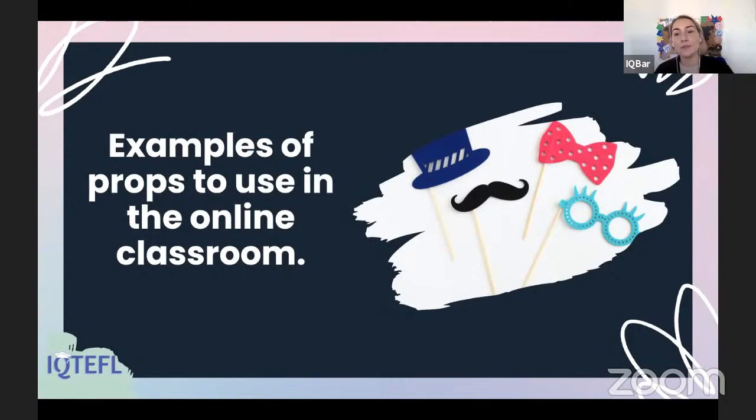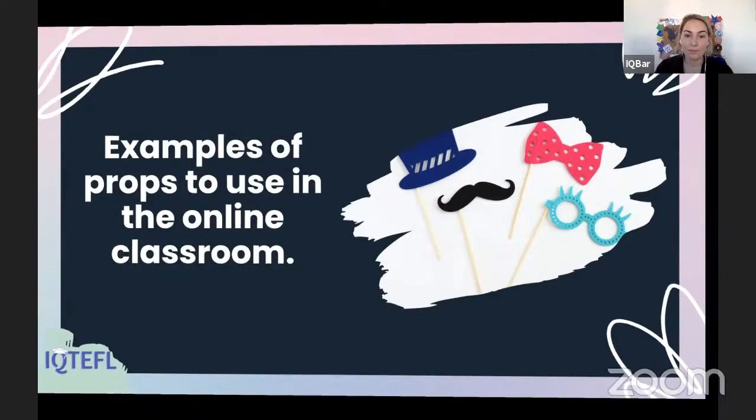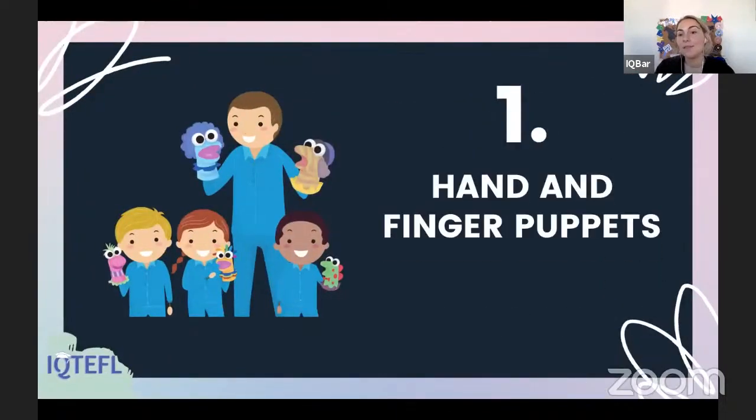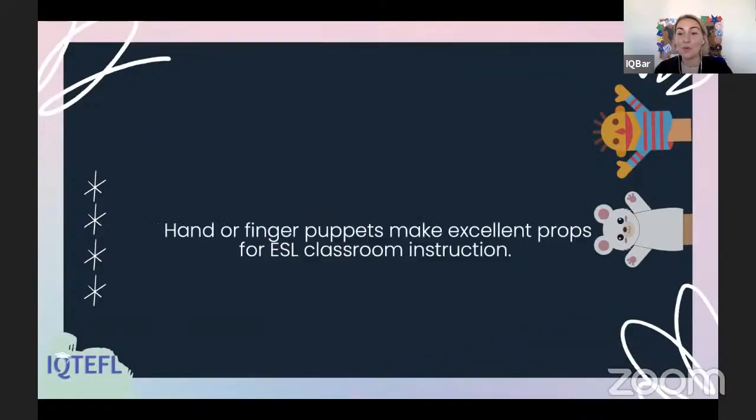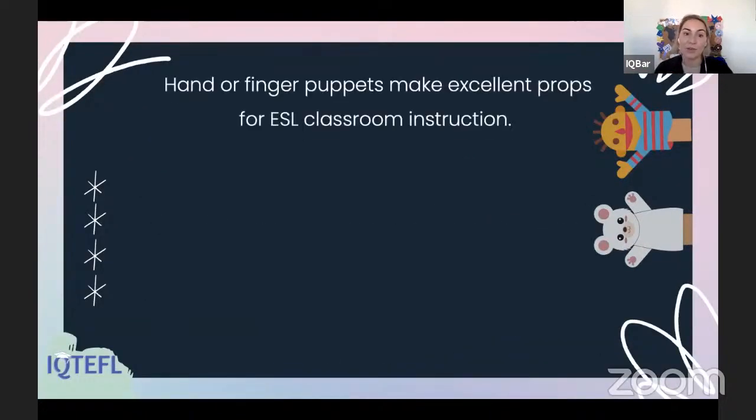Okay, so now we've moved on to examples of props to use in the online classroom. So firstly, we have hand and finger puppets. Now, these are great to use with younger students. Hand and finger puppets are an excellent prop for ESL classroom instructions because it engages your students. It makes them excited. You can use it in so many different ways. So let's take a look at how they can be used in your lesson.